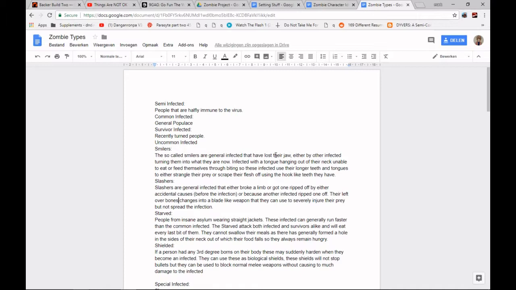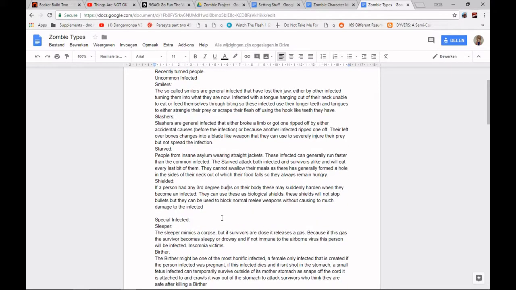Now we have the Shielded, and the Shielded are, if a person had any third degree burns on their body, these may suddenly harden when they become an infected. They can use these as biological shields. These shields will not stop bullets, but they can be used to block normal melee weapons without causing too much damage to the infected. So yeah, we have like 4 common ones.